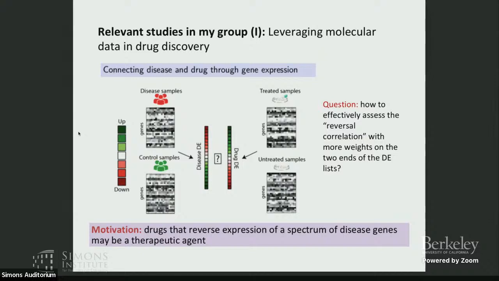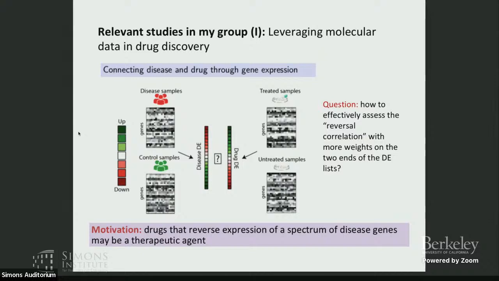And then we also have gene expression data from treated samples and untreated samples for particular drugs. Basically the comparison between these samples gives us a list of genes that show differential expression under the drug treatment. You can see that the genes on the two ends will be the interesting genes, because they show differential changes before and after the drug treatment.